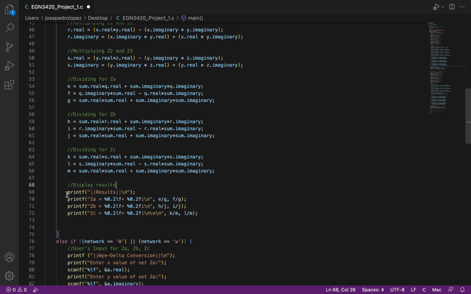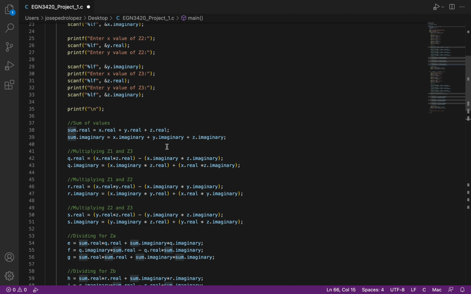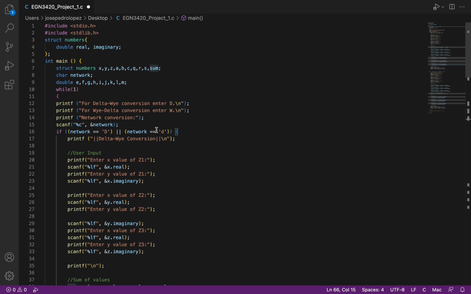To show the answer, I use the printf function to display the results, and I had ZA equal to 2 decimals of the real answer, which will be E divided by G right here, and 2 decimals also for the imaginary part, which would be F and G right here. Same thing for ZB and ZC: H and J, I and J, K and M, L and M, and that will be the answers for the delta to y conversion.